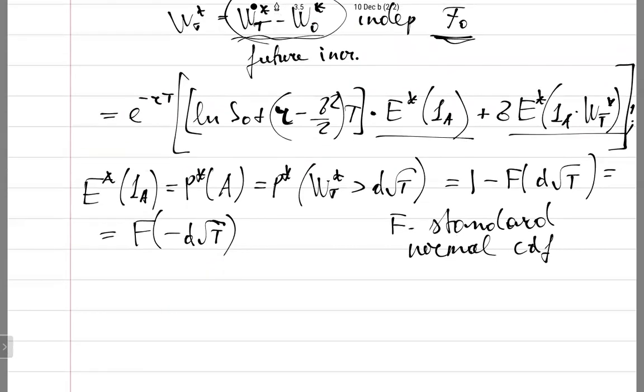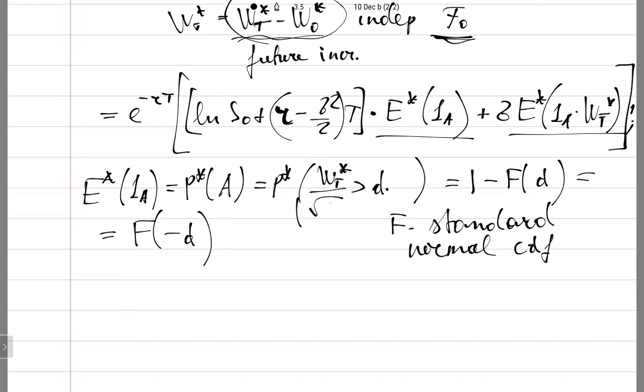Is it supposed to be square root of T there? There should be square root only of T. Yeah, because we denoted d already divided by square root of T. Yeah, you're right. We specially made it to make it standard now.